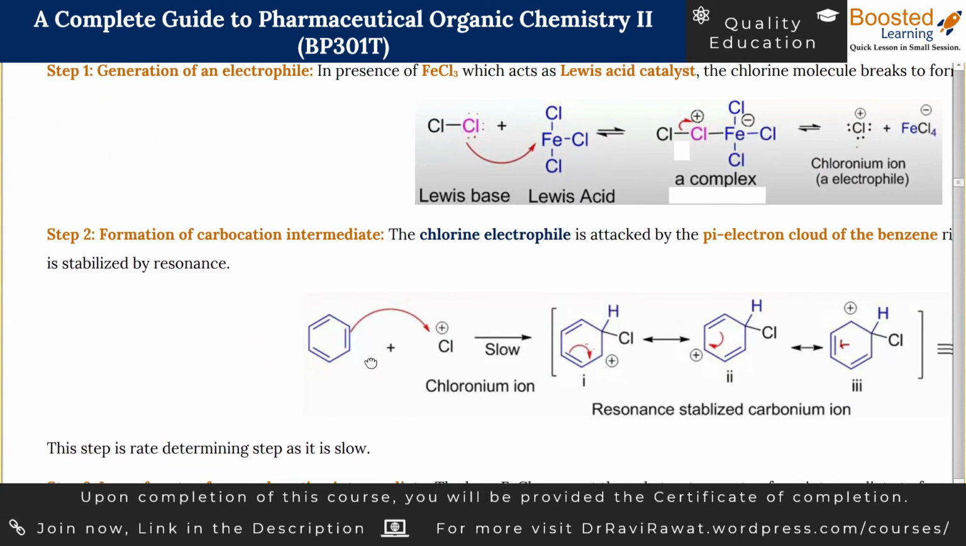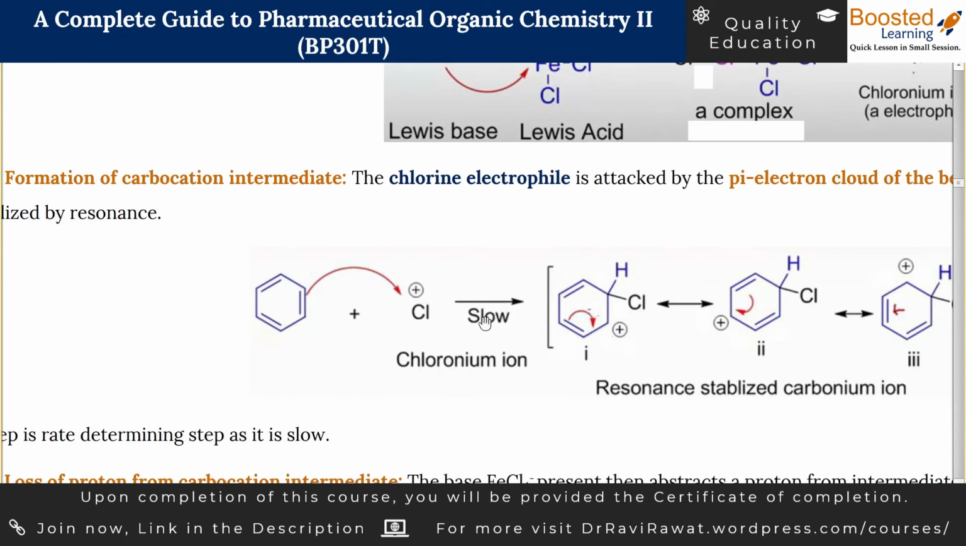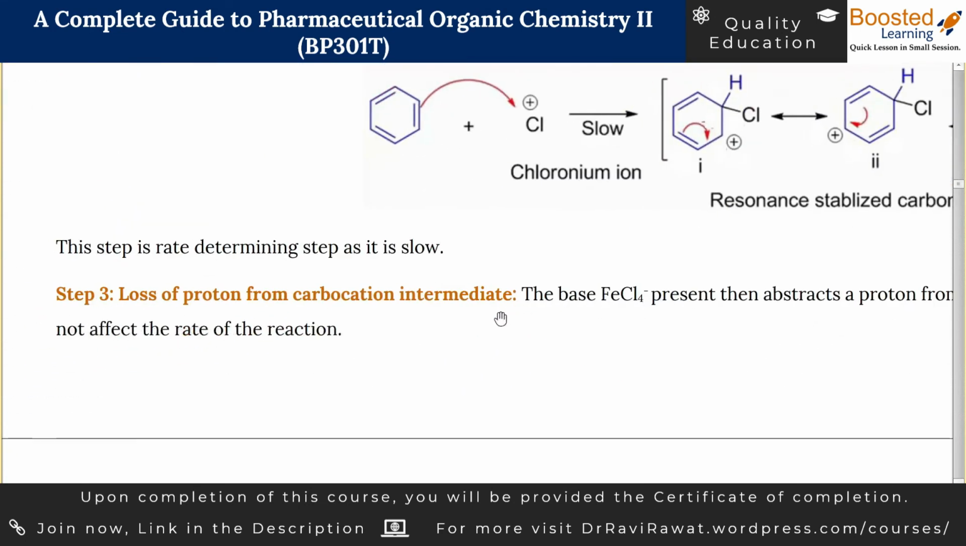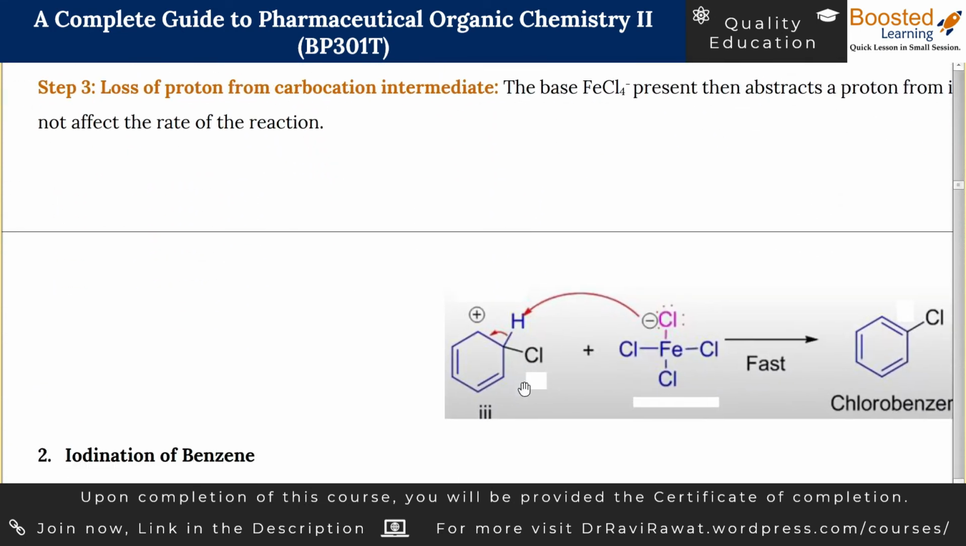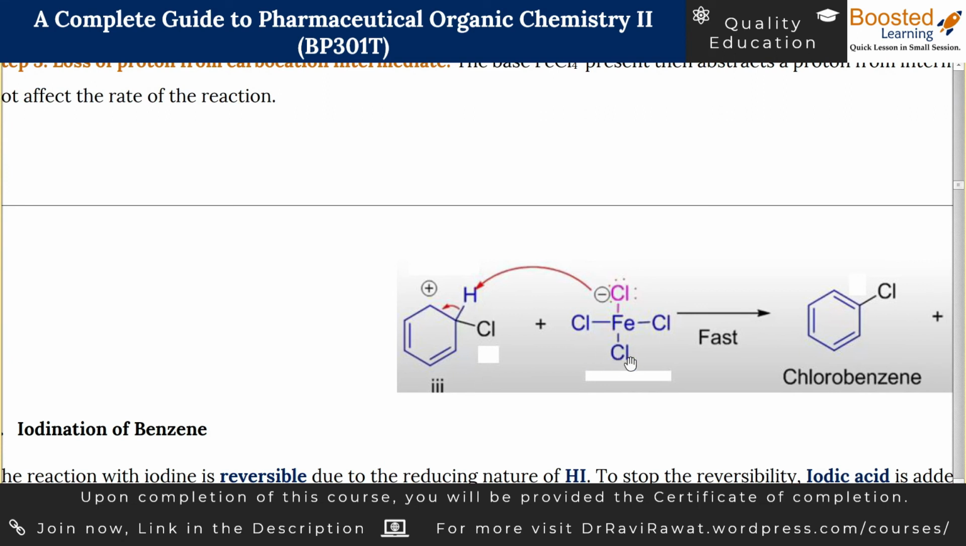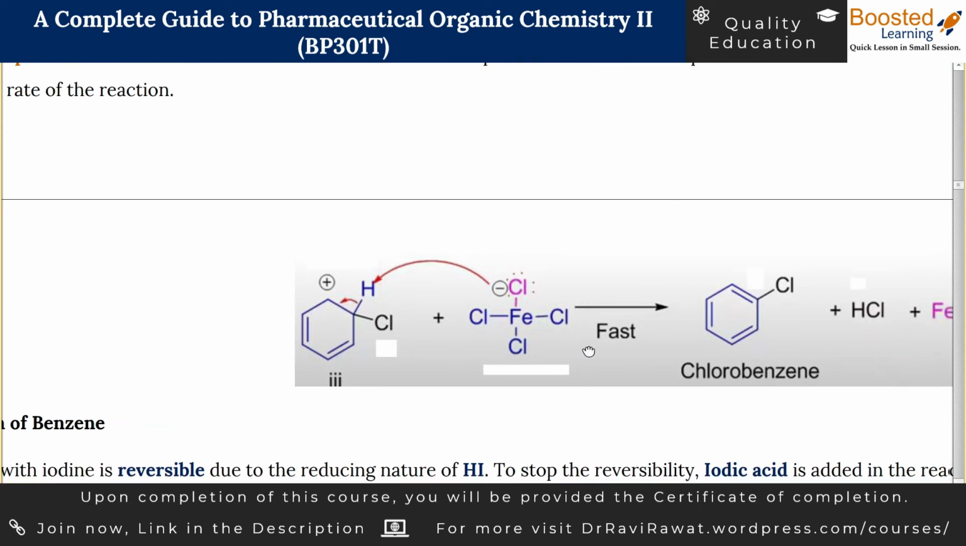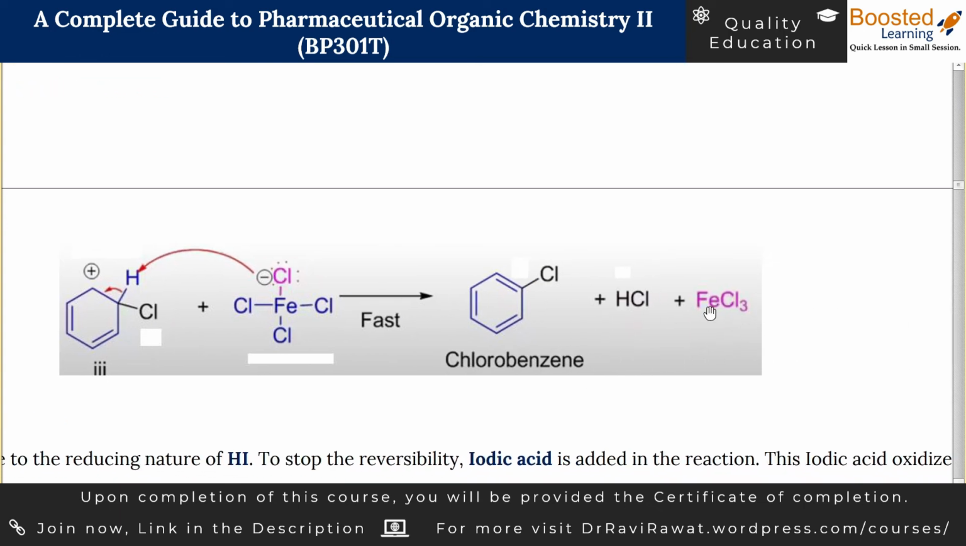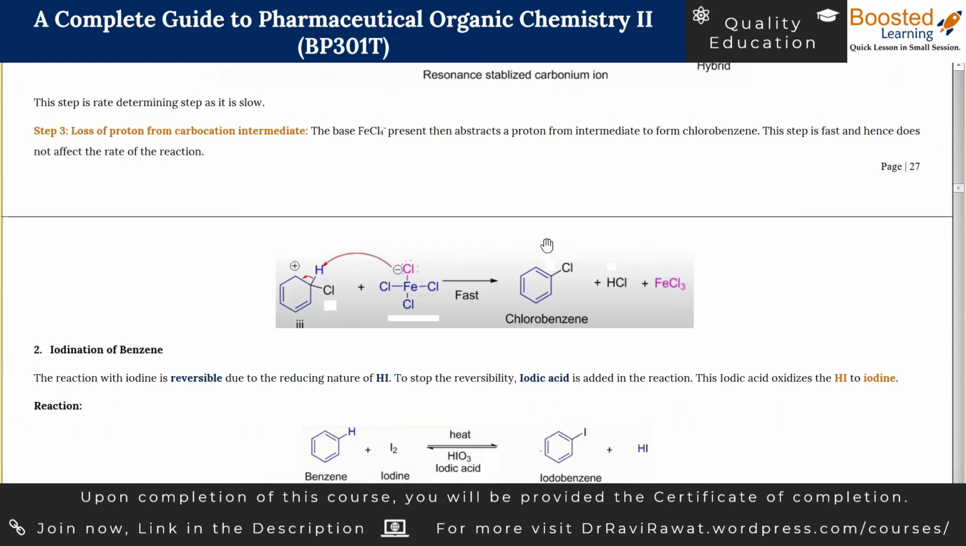In the second step, our benzene molecule is going to attack the electrophile. This is going to be a slow step, and a resonance structure of the carbonium ion will form. In the last step, the carbonium ion or carbocation will lose a proton, assisted by the FeCl4 negative which was previously generated, and this hydrogen will be removed as a proton, and the 2 electrons would be shifted back to the benzene ring, regenerating its aromaticity. This step is going to be a fast step, and the final product will be chlorobenzene, the catalyst would be regenerated and HCl would be formed as a byproduct. So this was the chlorination reaction.